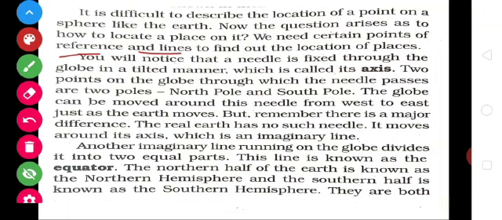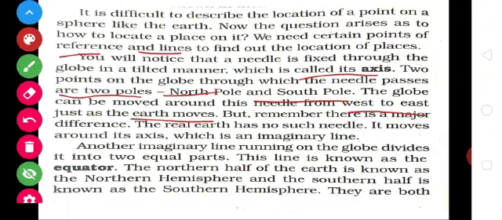You will notice that a needle is fixed through the globe in a tilted manner, which is called its axis. Look once again at the globe picture. The two points on the globe through which the needle passes are the two poles, that is, the north pole and the south pole. The globe can be moved around this needle from west to east, just as the earth moves.